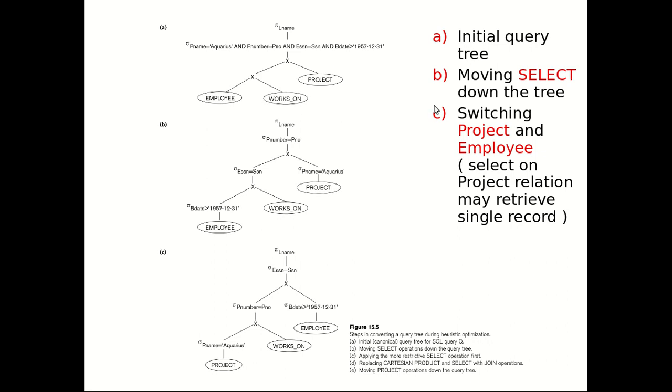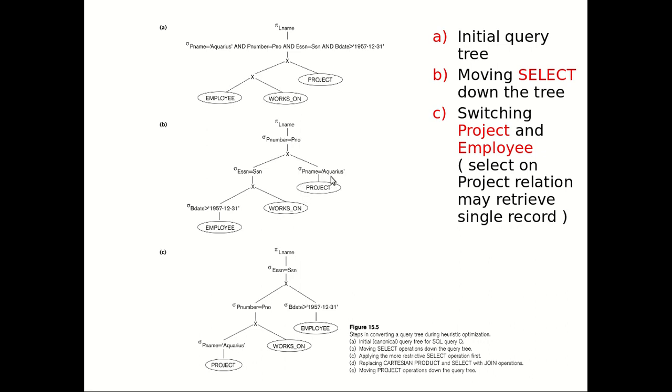What is next is moving the select down the tree. Now this is a select condition, out of which birth date greater than 12/31/1957 is applicable only to the employee relation. When you apply this condition, the size of this employee relation will be reduced. Consider an example. Let the employee relation have 1000 records. Let those employees with birth date greater than this date be only 100. By applying this condition, the resulting relation will have only 100 tuples against the 1000 in the original one.